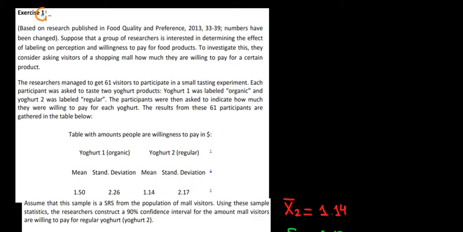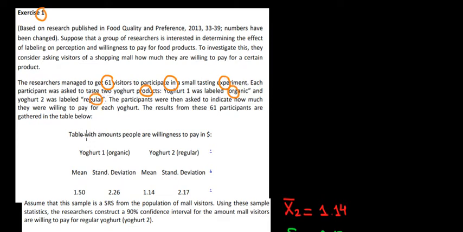Let's have a look at question 1 in this video. So we have research based on the food quality and preference. Now, what do we want to know here? The researchers got 61 visitors to participate in a small experiment. They had 2 yogurt products. The first one was organic and the other one was regular.